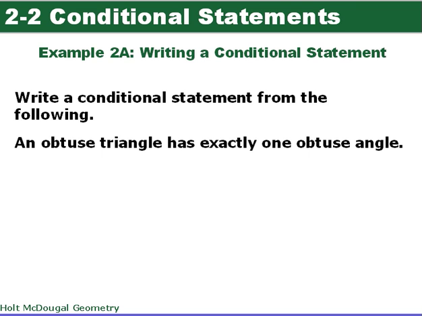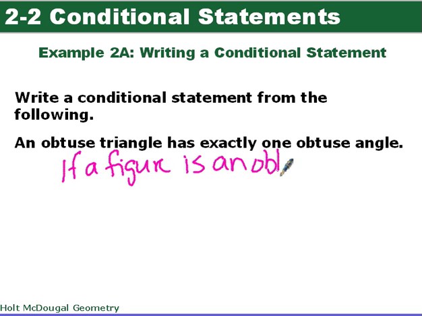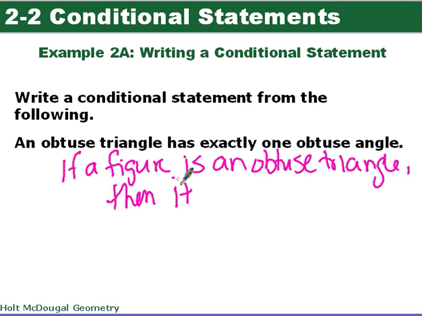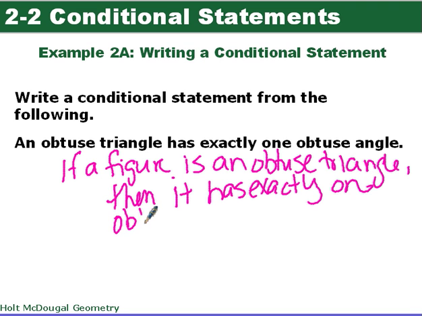So here we want to write a conditional statement from the following. An obtuse triangle has exactly one obtuse angle. So to be an obtuse triangle, it has to have one obtuse angle. So we could say: if a figure is an obtuse triangle, then it has exactly one obtuse angle. Very nice. A lot of writing here, people.